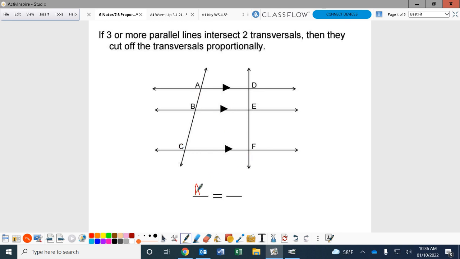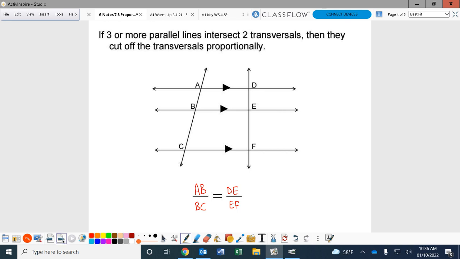So AB right here over the BC down here is going to be proportional to, on the other side, DE over EF. Okay, AB over BC is going to be proportional to DE over EF. We've done that process before. I just wanted to review it because it's on these. You're going to see more of them. They've mixed it in with this stuff, so I want to make sure you see it.